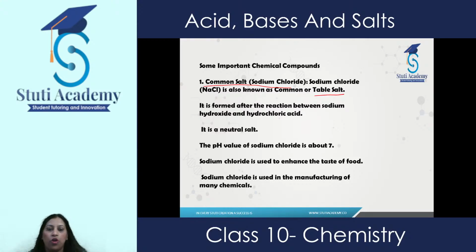And how is this formed? This common salt is formed when a reaction takes place between sodium hydroxide and hydrochloric acid.